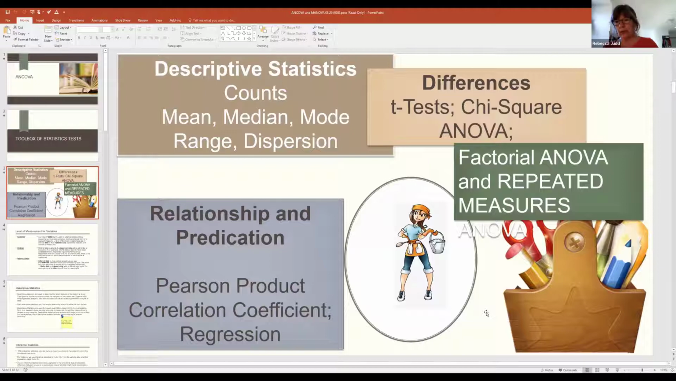And so we have our descriptive statistics. And again, remember, if it's nominal level data, we do counts. We have mean, median, mode, range, dispersion, and all of that for interval ratio level data, sometimes ordinal. We can look at relationships and we can look at prediction. We've talked about the Pearson product correlation coefficient. We've talked about regression.